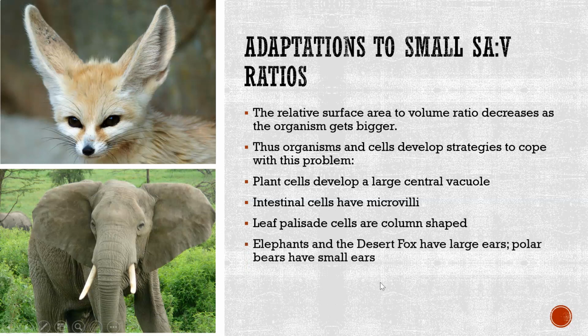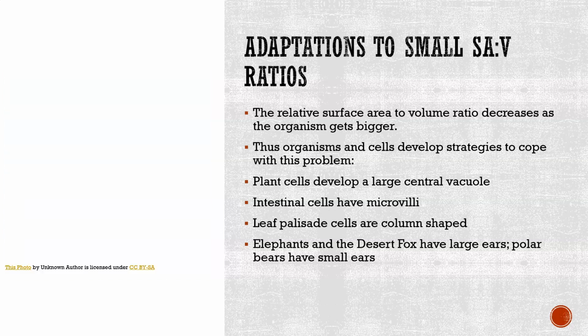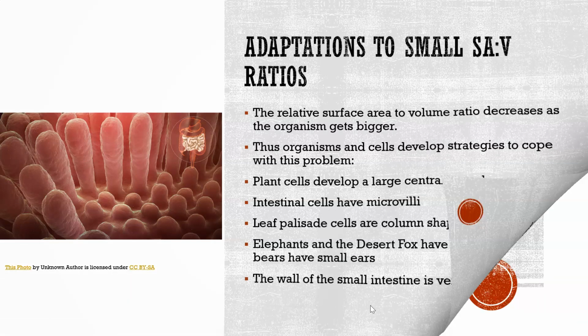vacuole inside as well. And then for example, our elephants and our desert foxes have large ears, and that is to try and increase their surface area to volume ratio. Whereas polar bears that want to reduce the amount of heat they lose have small ears. The wall of our intestines, to increase the surface area there, has what we call villi. Okay, so these are finger-like projections in the wall of the small intestine.